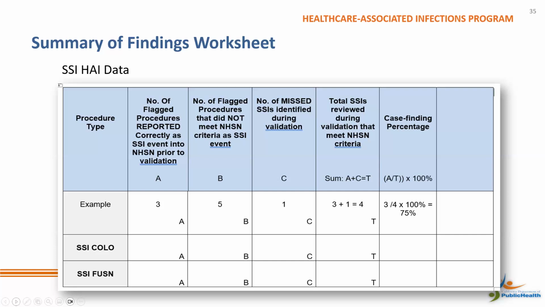And so for the next column, total SSIs reviewed during validation that meet NHSN criteria, we have the 3 that were reported prior to the validation and the 1 that we found that was missed, which gives us a total of 4. So for the case finding percentage, it'll be 3 divided by 4, times it by 100, and we have a case finding percentage of 75%. And so again, we are going to be reviewing the procedures for SSI Colo as well as SSI Fusion.